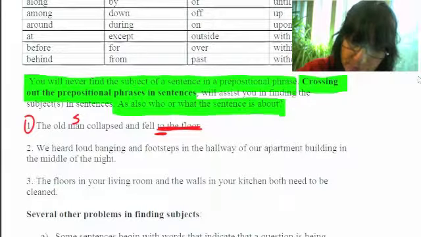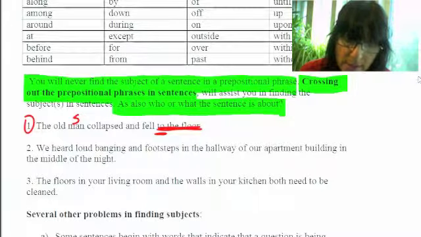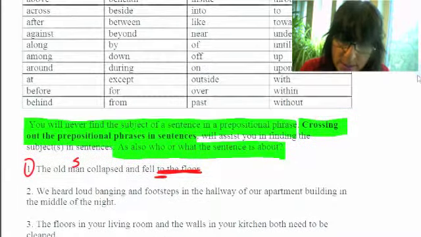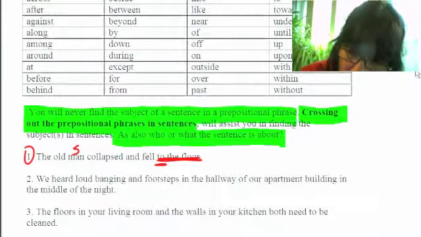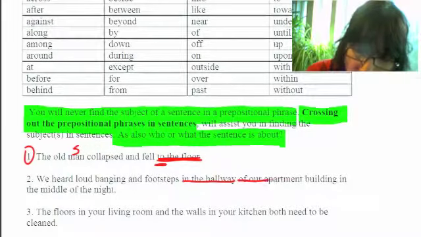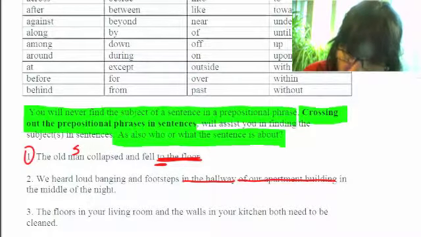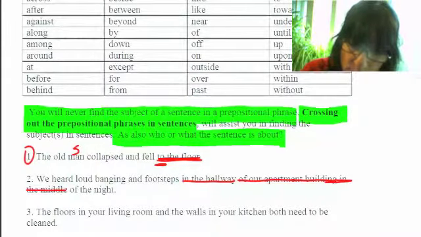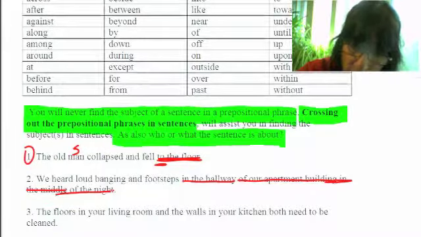The second one, we heard loud banging and footsteps in the hallway of our apartment building in the middle of the night. So how do you tackle that? The first thing is look for prepositional phrases. You've got the word in. So in the hallway. So you've got to cross out the full thought. In the hallway is one prepositional phrase. Of is another preposition. So of our apartment building. In is another preposition, in the middle. And the last one would be the word of, of the night.